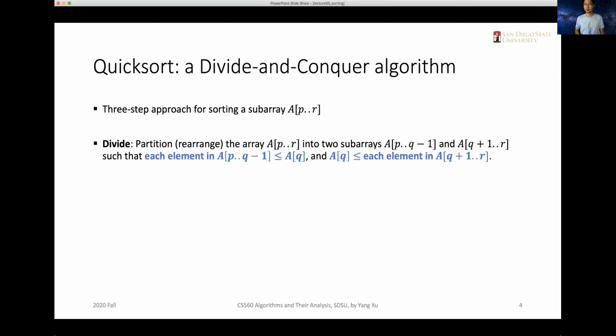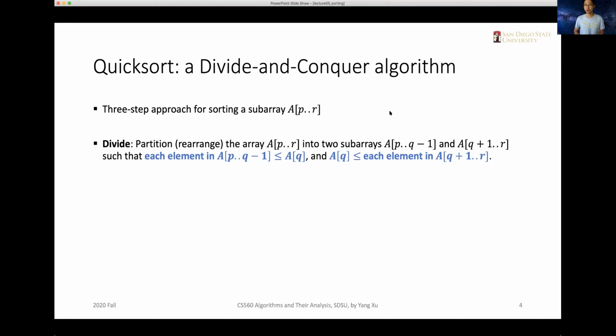So the first step is to divide, and this divide is kind of a more sophisticated dividing step as compared to merge sorts. So we need to call some procedure named partition. Okay, later we'll see that procedure. So we will need to partition the array into 2 sub-arrays, with some index Q in the middle.